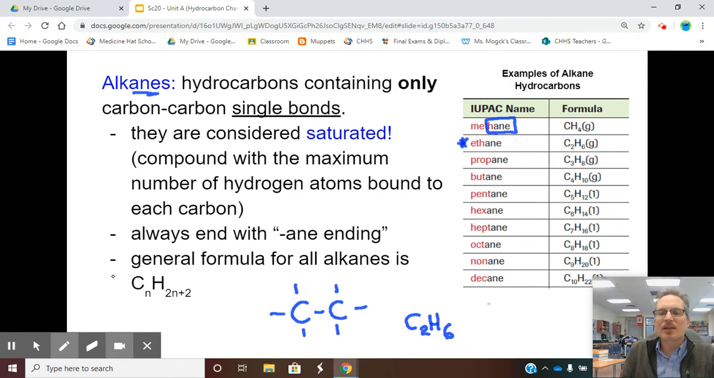Well, let's try another one. Let's pretend we have an alkane and we have four carbons in it. Without having to draw it, we can go, well, alkanes have twice as many plus two hydrogens. So twice as many as four would be eight, and we have to add an additional two. So this would be C4H10, twice as many plus two. And again, this would be my example of butane right here.